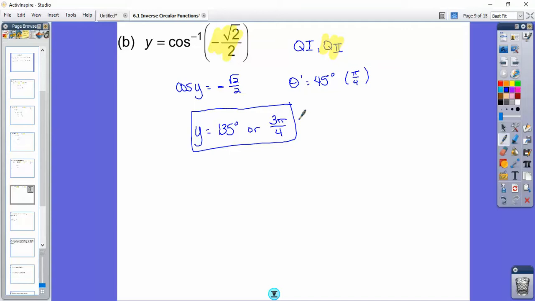Again, on your homework, it's going to tell you in the directions to answer in degrees or radians, so you will not have to use both. Exact value would be radians, otherwise it'll say degrees.